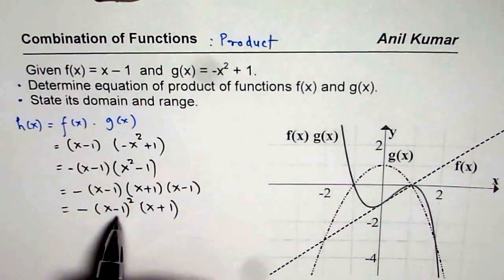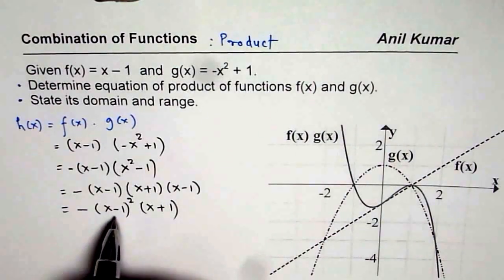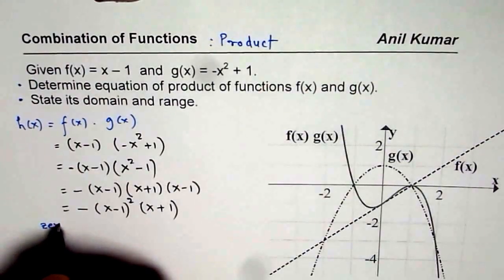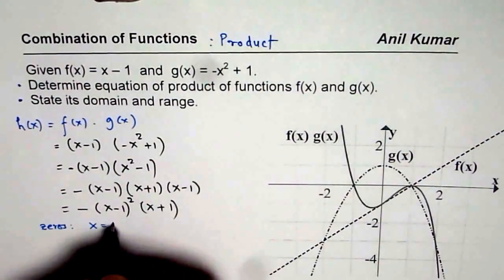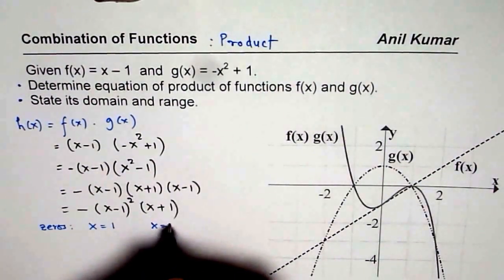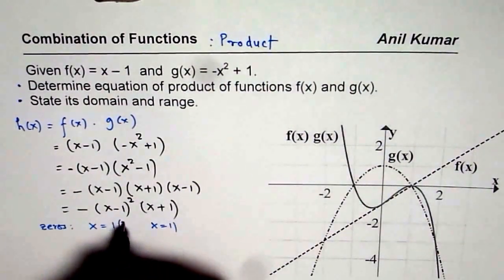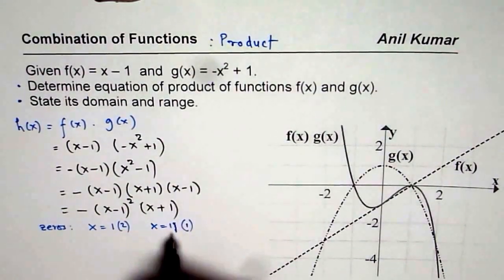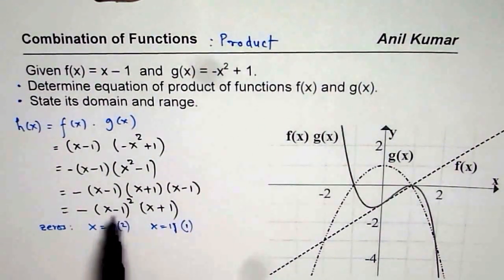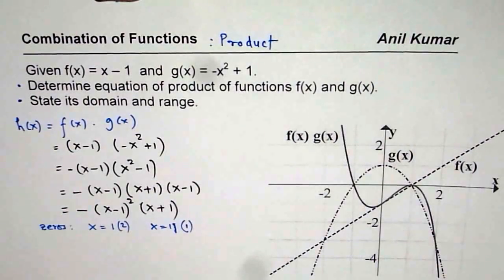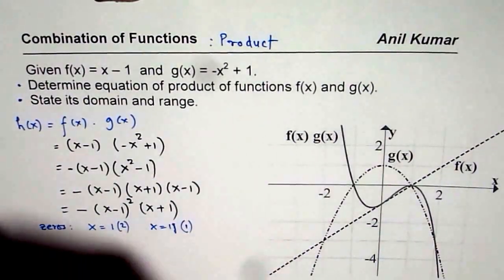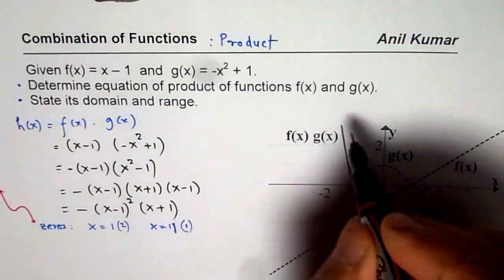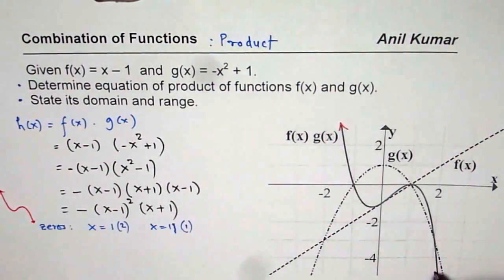In factored form we have two zeros here. So we have zeros at x equals 1 and at x equals minus 1. The order of this zero is 2, and the order of this zero is 1. So these are the two zeros, and the cubic function has a negative leading coefficient, and therefore we have a graph which will be kind of like this for this function. Now we have this graph right here already sketched for you.